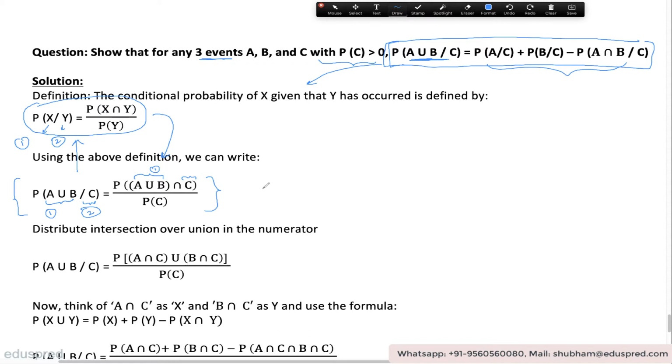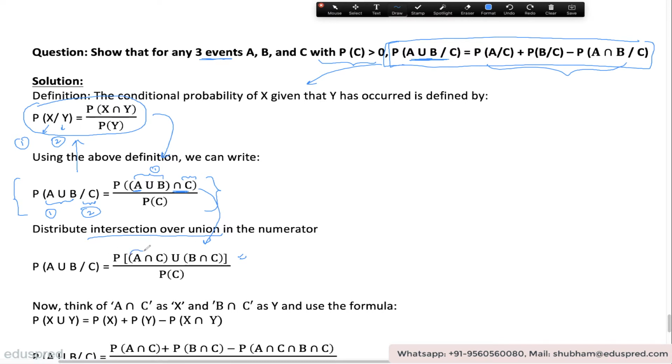Now let's simplify this further. So over here in the numerator, we have probability of A union B, which is there in a bracket, and then intersection C. Now we can distribute the intersection over union in the numerator. What do we mean by this? Well, this expression that you see over here in the numerator, this can be written as this. So we can write this as probability of A intersection C union B intersection C. This is called distributing intersection over union. So from here we go over here.